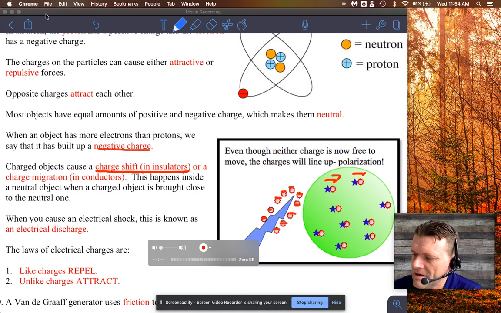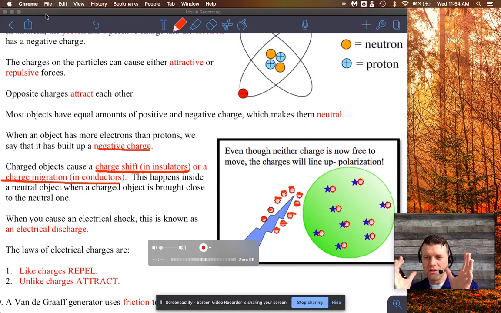Now, we can just sketch it here, but in a conductor, that's what this next one says, you actually get something called a charge migration. Now, if you think of a migration, that's a great distance. I always think of the Arctic tern. It's a migratory bird. It migrates from the South Pole all the way to the North Pole. It's like the farthest migration of any animal on the planet. So a migration is a big movement.